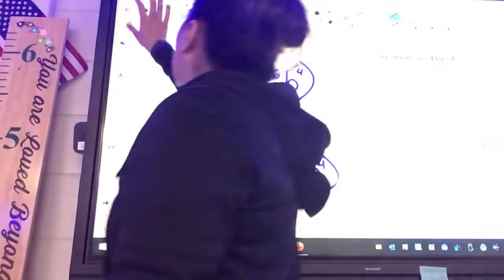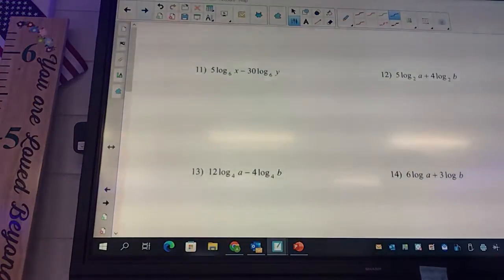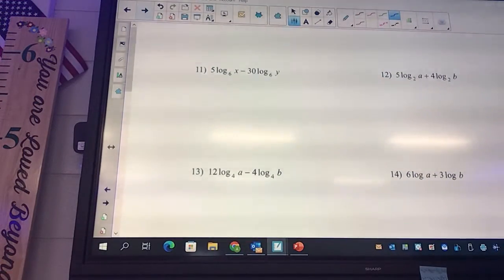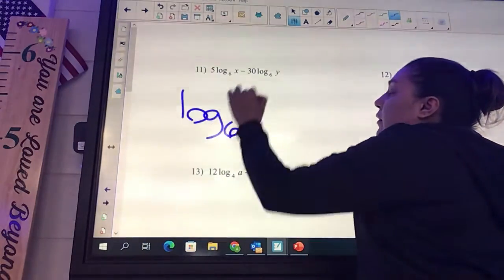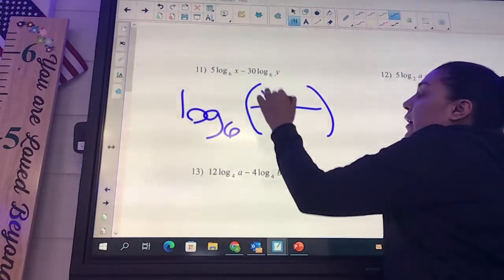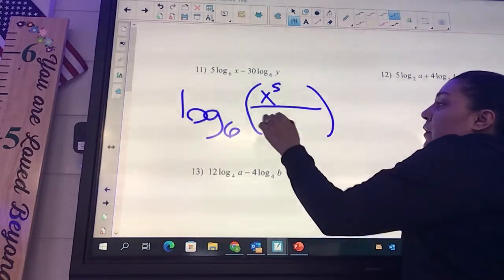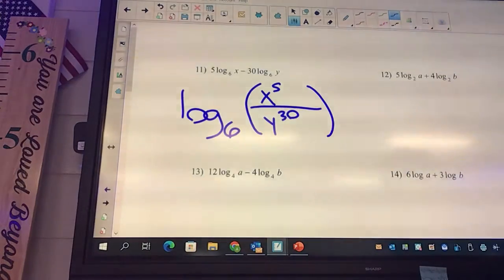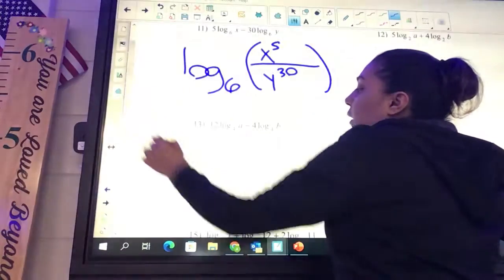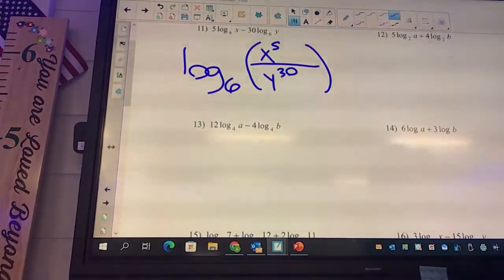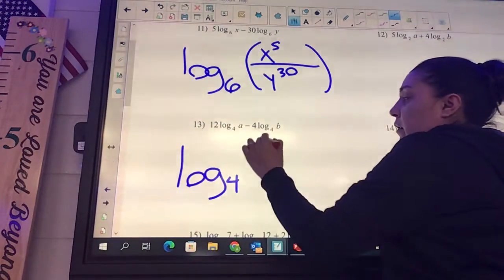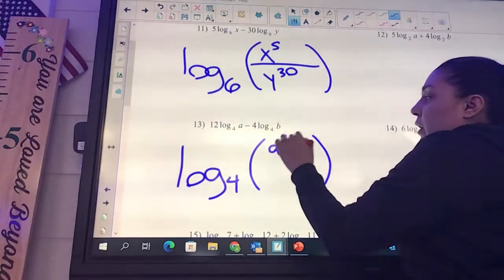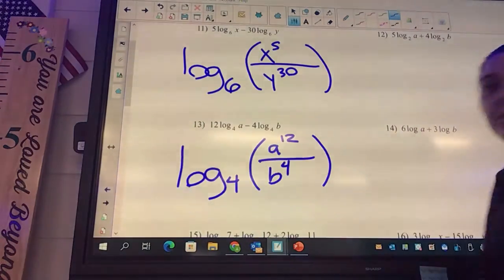Okay, flip it over. Is this going to be division or multiplication? Division. So you're going to say log 6, x to the fifth power and y to the 30th. Okay, 13. It's going to be division or multiplication? Division. Log 4, a to the 12, b to the 4.